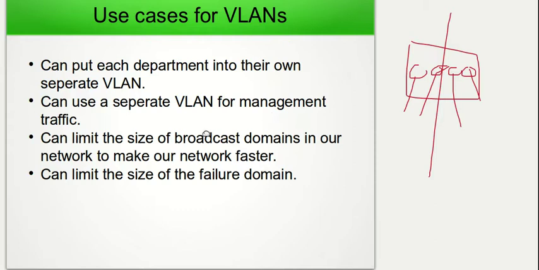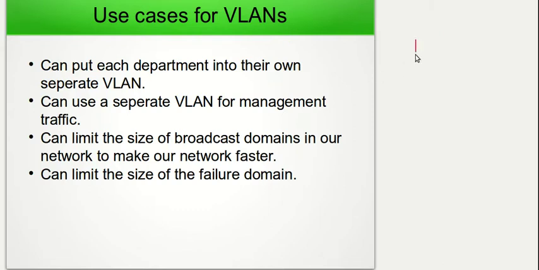Another use case of VLANs is to limit the size of broadcast domains. Imagine we have 1,000 users in our network, 1,000 devices. We can separate those into 10 different VLANs, meaning they're in 10 different broadcast domains, which means that each broadcast domain will be full of 100 devices instead of having one broadcast domain full of 1,000 devices. And we can limit the size of our failure domain.